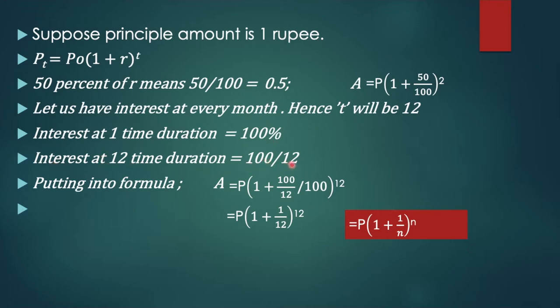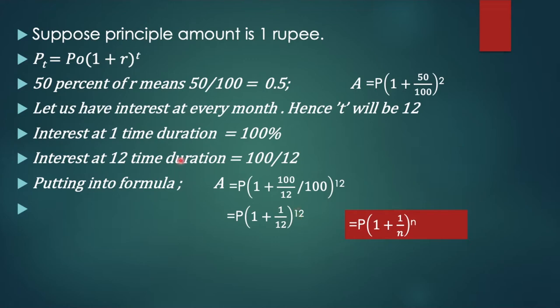100 divided by 12, is not it? Now putting into the formula here, A equal to P into bracket 1 plus, this is the percentage in 12 time duration, divided by 100 to the power 12. Now if you do this equation, then the equation will come up like this: P equal to 1 plus 1 by 12 to the power 12.